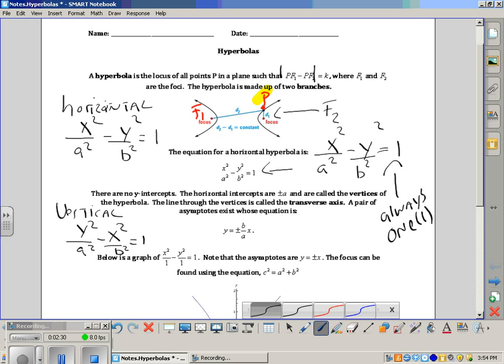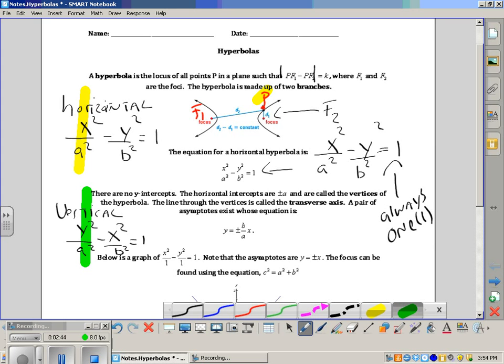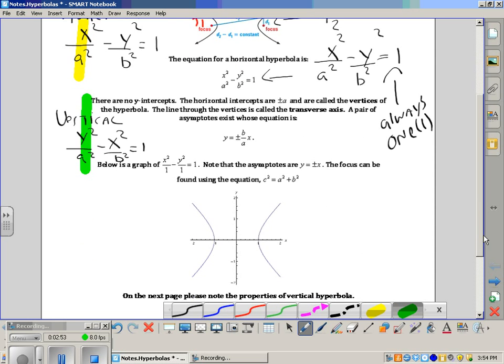So you notice that the a term is always under the first term. So in a horizontal ellipse, the a is underneath the x squared term, and in a vertical ellipse, the a is underneath the y squared term. You're going to see when we graph this, there's this idea of asymptotes of the hyperbola, which we'll get into how to graph that.